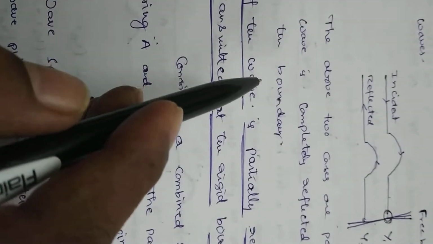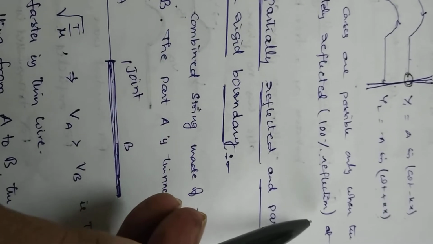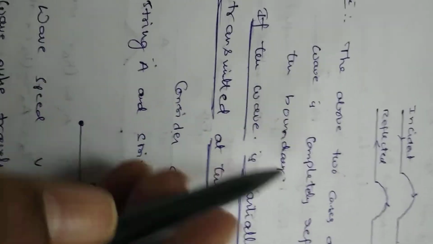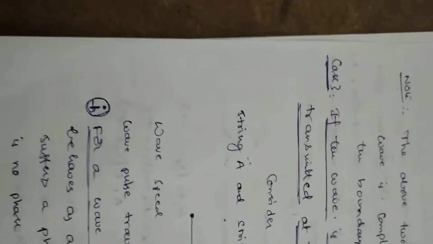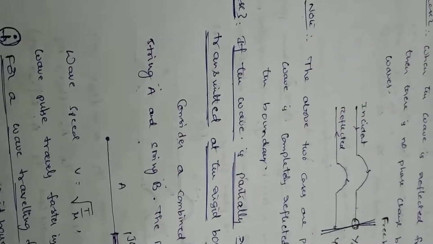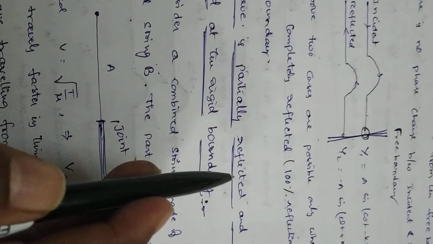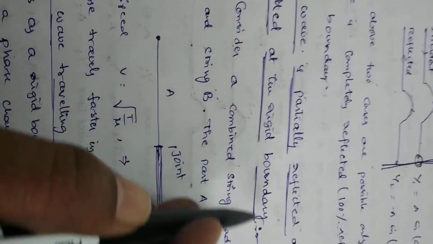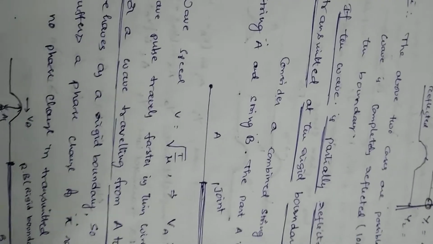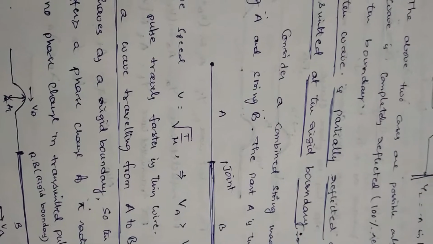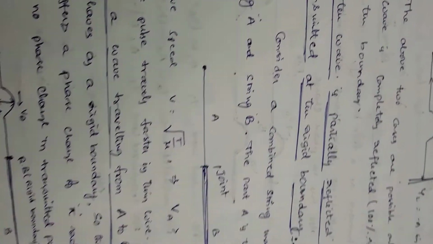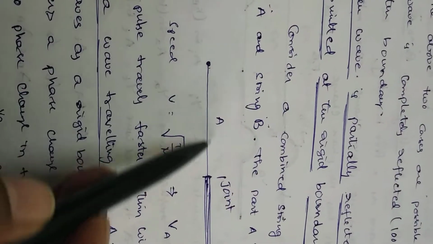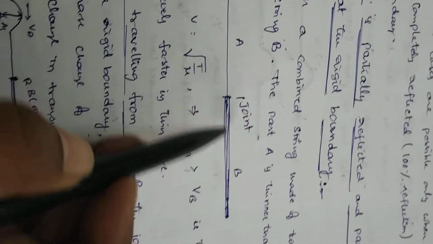The above two cases are possible only when the wave is completely reflected, meaning 100% reflection at the boundary. In other words, case 3. Suppose the wave is partially reflected and also partially transmitted at the boundary. Partially reflected and partially refracted at the boundary. Suppose this is a string A and this is another string B.